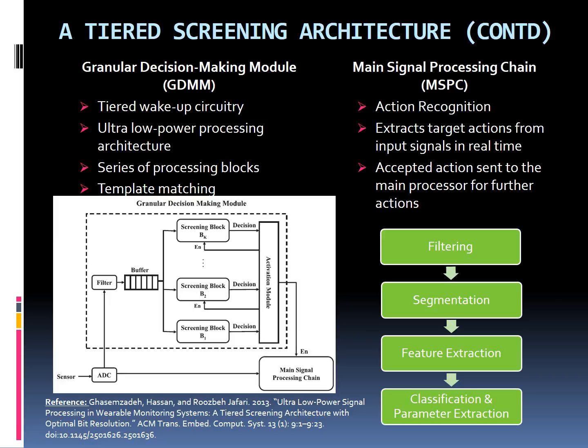Usually, not all the incoming signals will contain signals that are of interest to us. Such events of interest occur occasionally with low duty cycles, and only these target actions require the microcontroller's attention. So, a preliminary processing is performed initially.